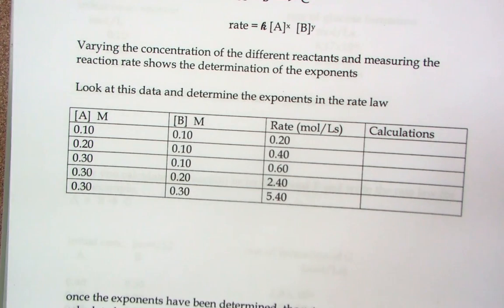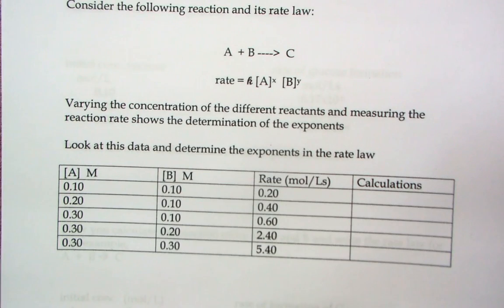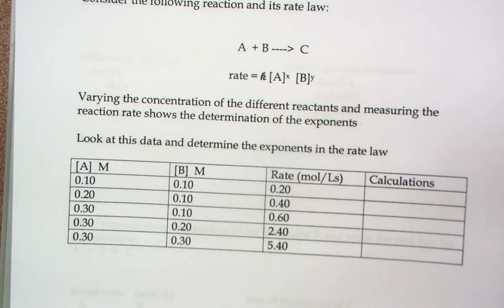Now, how do we find these exponents? It has to be experimentally determined. So we have some generic equation, A plus B reacts to give C, and we know that rate is some constant K times A to the X and B to the Y power. How do we figure out what X and Y are? We do a series of experiments using different concentrations, and we measure the reaction rate in each experiment. Then we compare the rates to figure out what the exponent is.